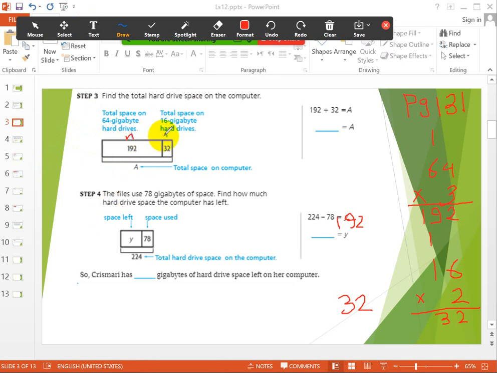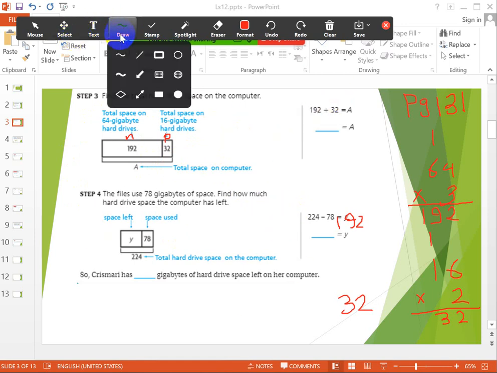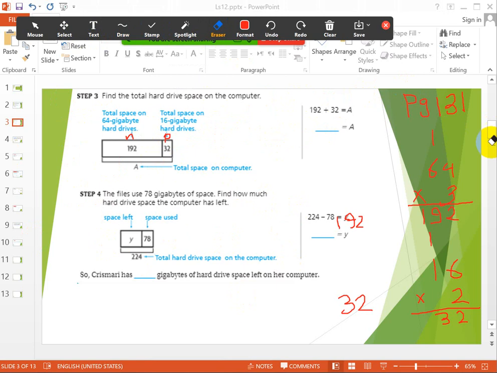We did it in step 1, and this is B. We found it in step 2. Now, if I want to find the total space on this computer, I have to add 192 to 32. If you add those numbers, the answer will be what? Let's find the answer.